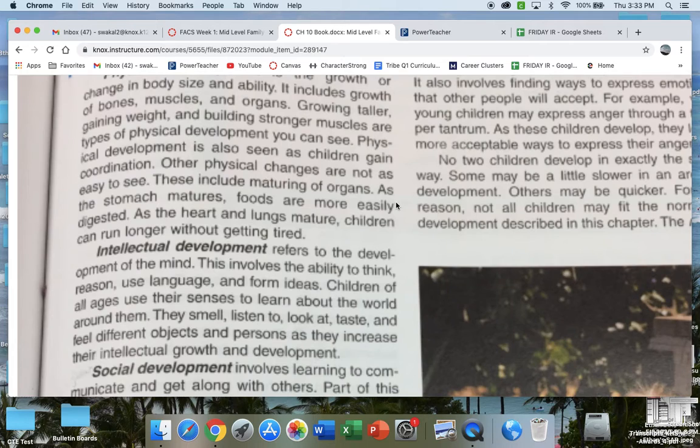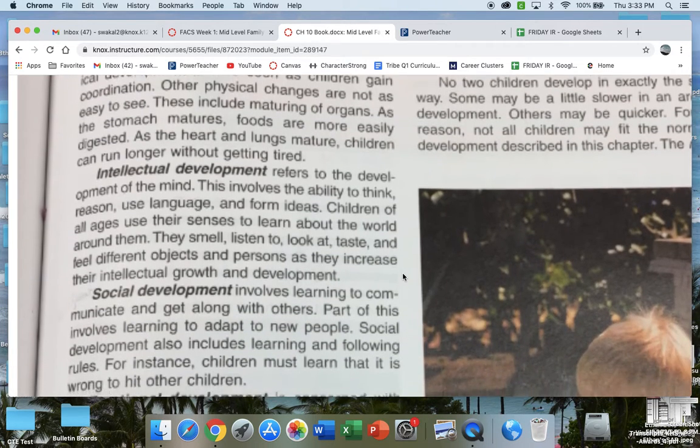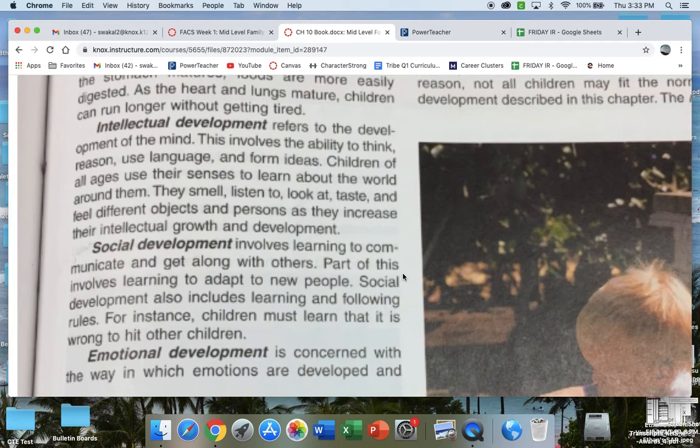That's why small babies can only drink milk, and they can't eat anything like we eat, because their stomach is not mature yet. It can't handle it. As the heart and lungs mature, children can run longer without getting tired. That's why babies sleep a lot, because their body's working so hard to develop these organs and muscles and bones that they get tired easily.